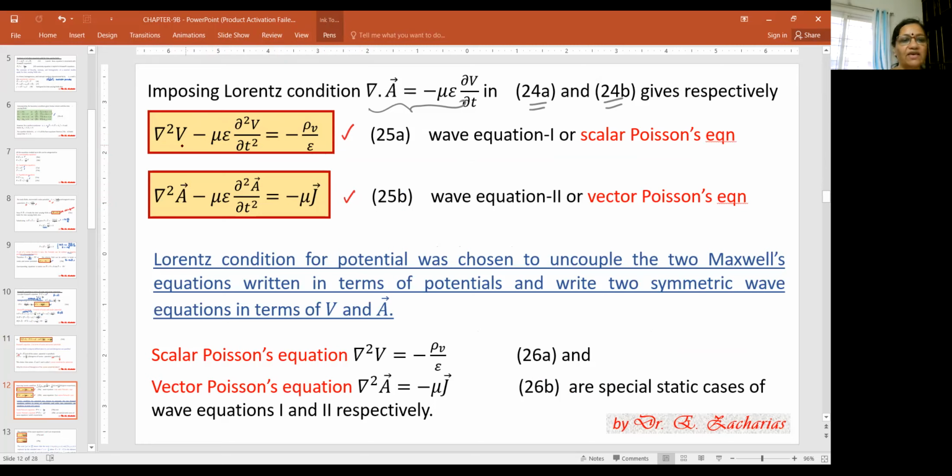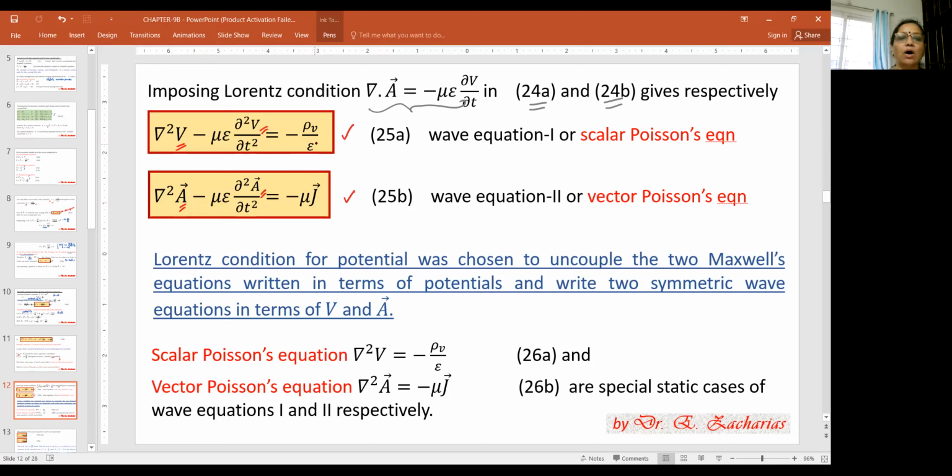If you look at 25A, you're seeing that it is a pure equation involving only the scalar potential V, and on the right hand side you have charge. And if you look at the modified Ampere's law now, after applying this Lorentz condition, you are getting a pure equation in terms of the vector potential A, and on the right hand side you have J, the current source, whereas there you have the charge source.